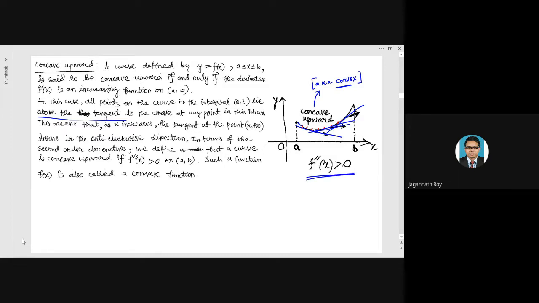There is another name for this function, which is convex function. If f(x) is convex, convex actually means concave upward. That is for your information. Later we will discuss more about convex and concave. Then minus f(x) is concave.